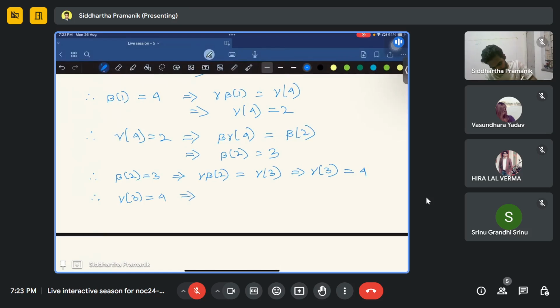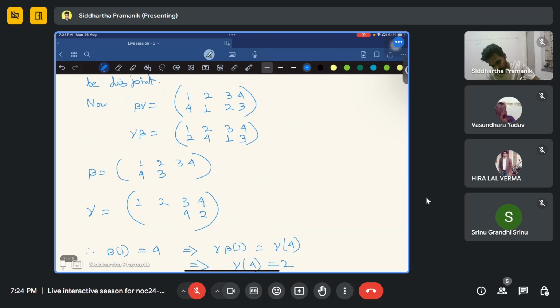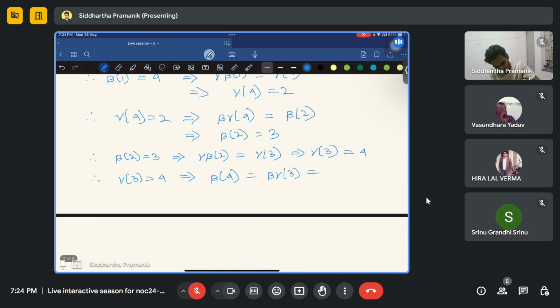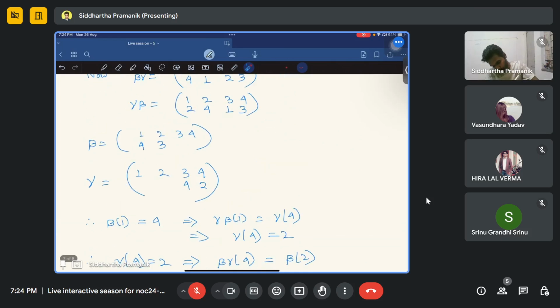This implies, let's apply beta. Beta of 4 is equal to beta gamma of 3. So what is beta gamma of 3? Beta gamma of 3 is 2. So beta of 4 is 2. So let's write it: beta of 4 is 2. But beta is a bijection. So 3 has only one option, and that is 1. Right? So we have completely found beta.